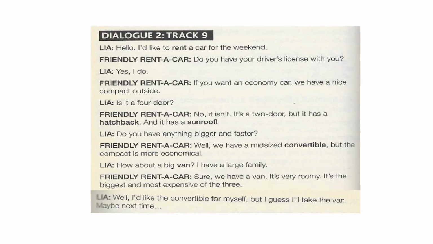Friendly Rent-a-Car: No, it isn't. It's a 2-door, but it has a hatchback. So again, these words too. What is a hatchback? I want to see a definition. And it has a sunroof.